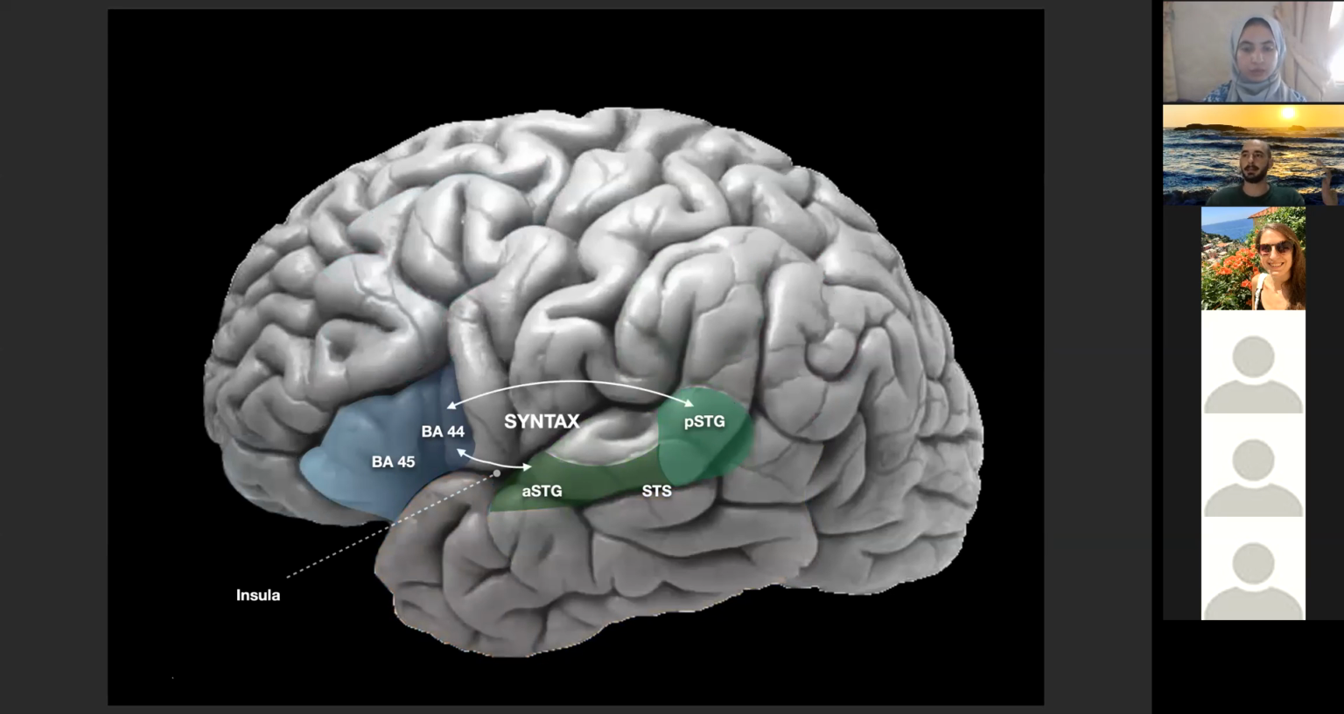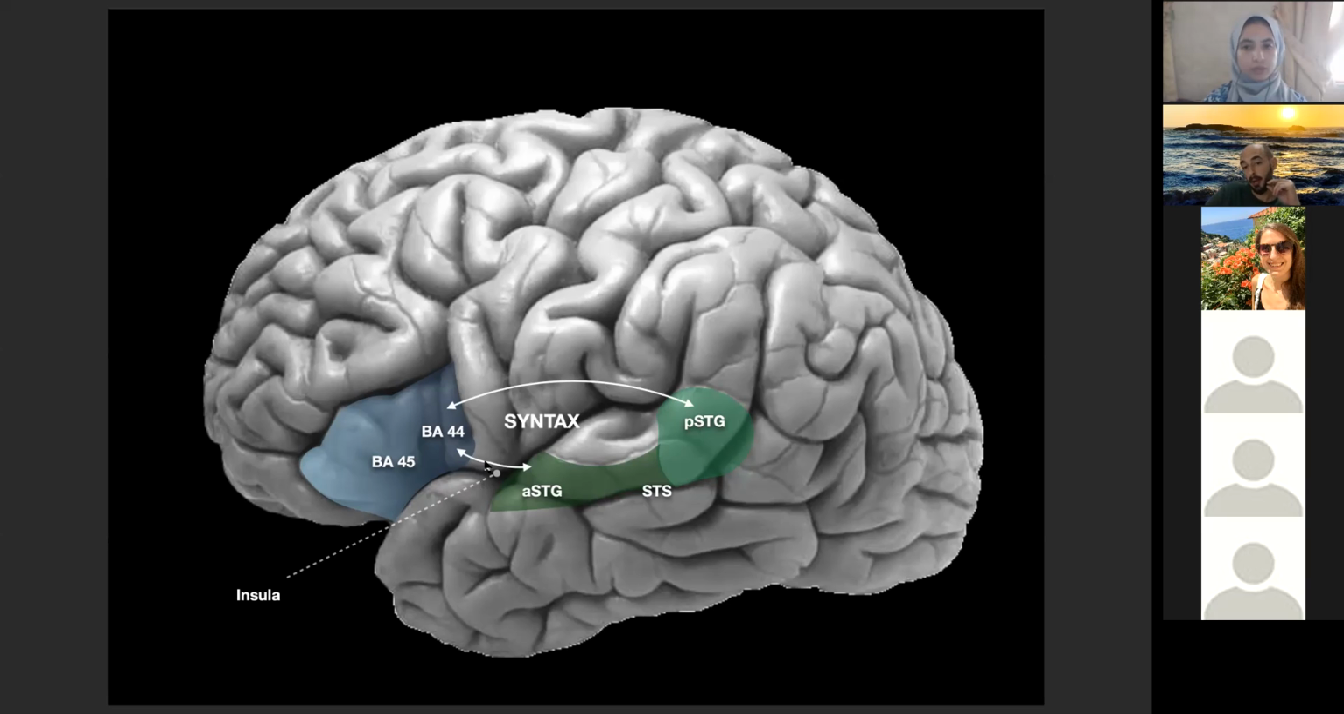Right, so here's our syntax. BA44, specific for structure building. BA45, when you get a verb or some derivational morphology or some semantics. And then this area is projecting to anterior STG, which does a lot of phonological processing, but if this area is damaged, you might also have syntactic deficits, as well as posterior STG, which is connected to all the lexical areas. So it probably provides some lexical information, some link between lexicon and syntax, okay?